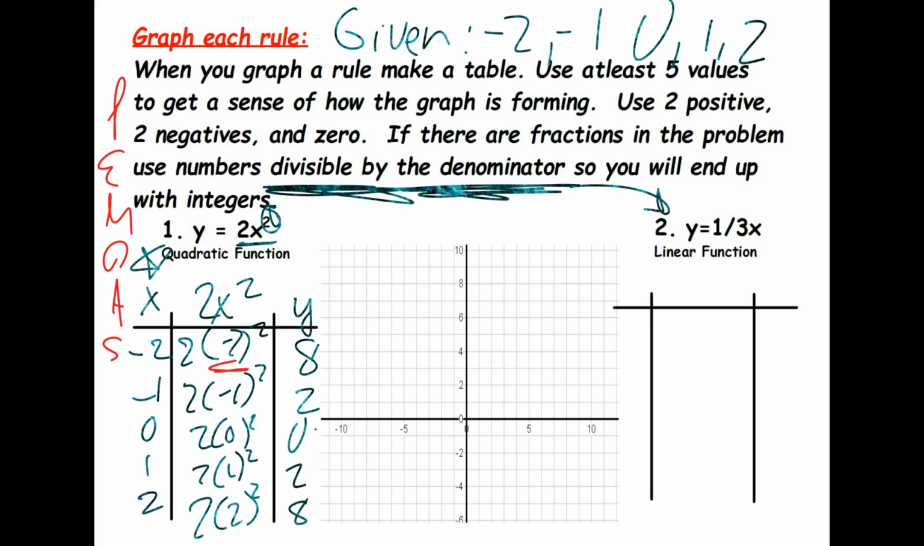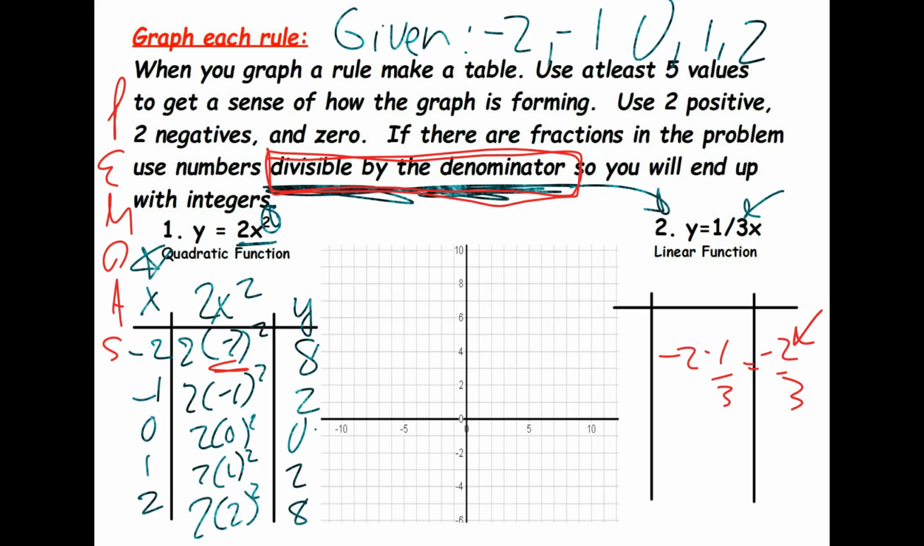All right, let's come over here. Notice that we have a fraction. What did I say? I said if you have a fraction, you want to choose numbers divisible by the denominator, because if you choose -2, -1, 0, 1, and 2, when you do -2 times 1/3, don't write this down, but -2 times 1/3 is going to give you -2/3.